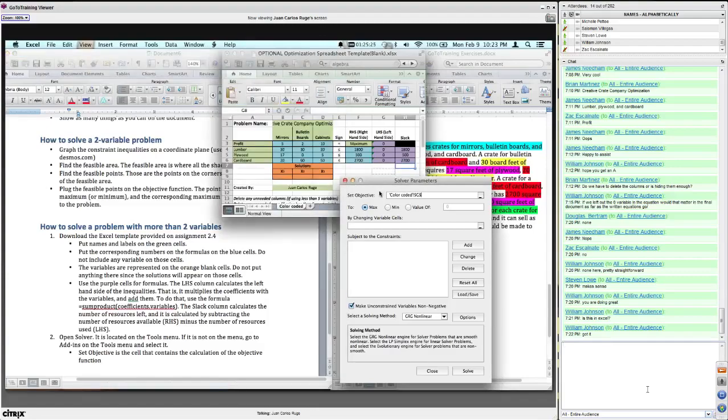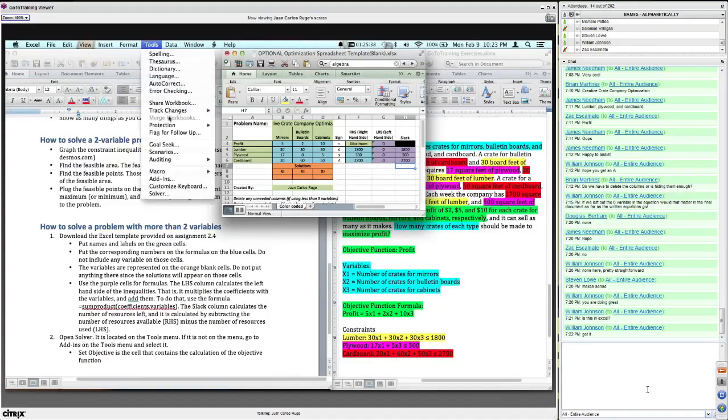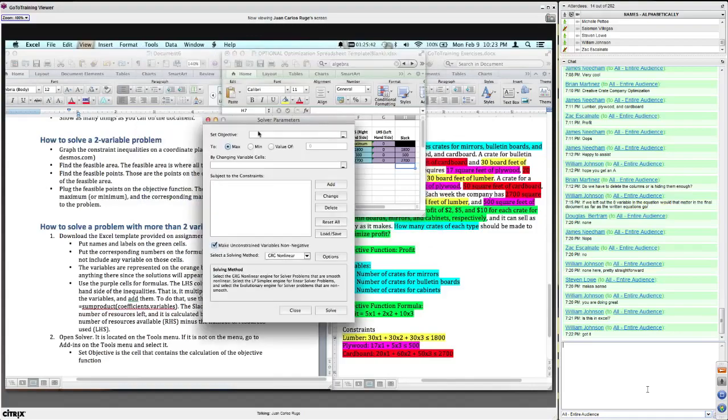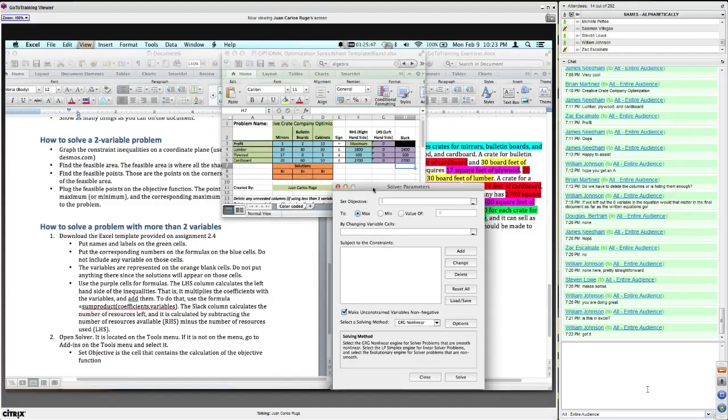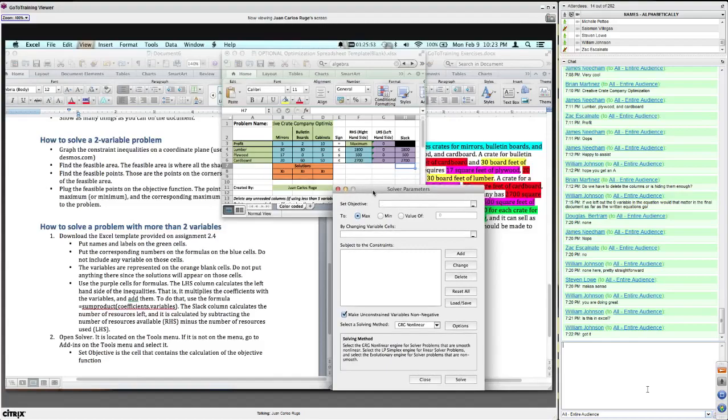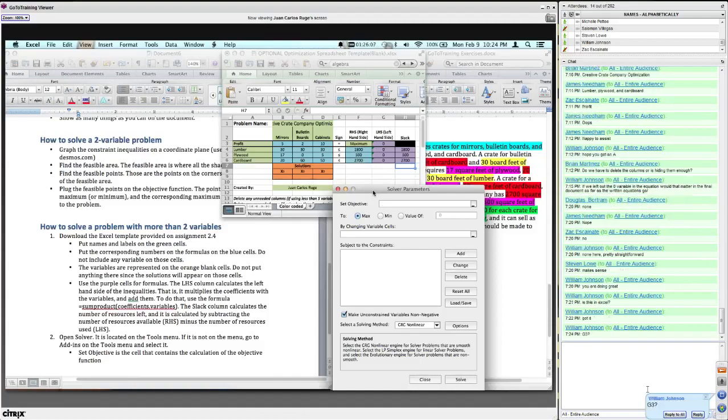What is the cell that contains the calculations for the objective function? G3, yes, here. The left-hand side for profits.